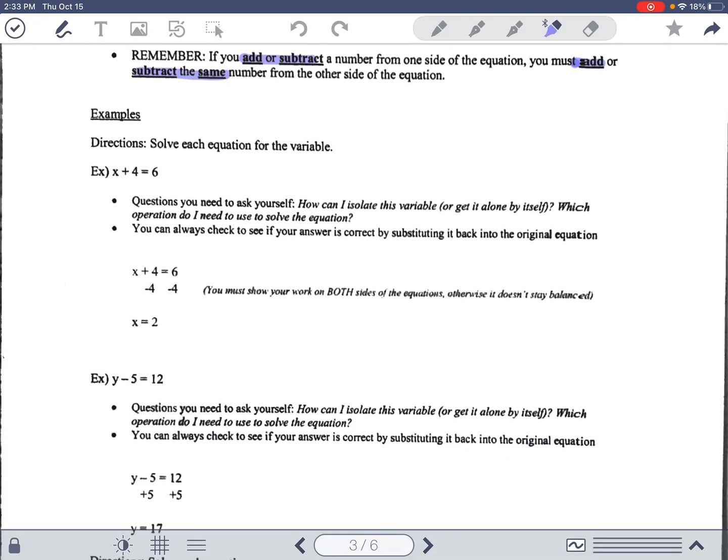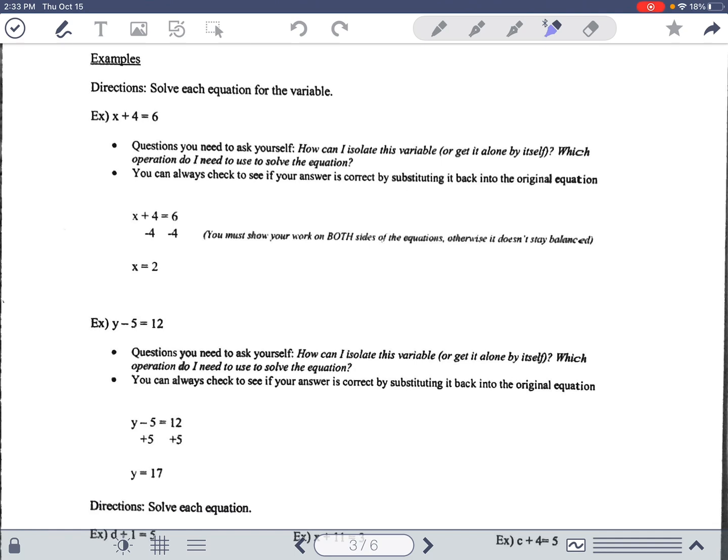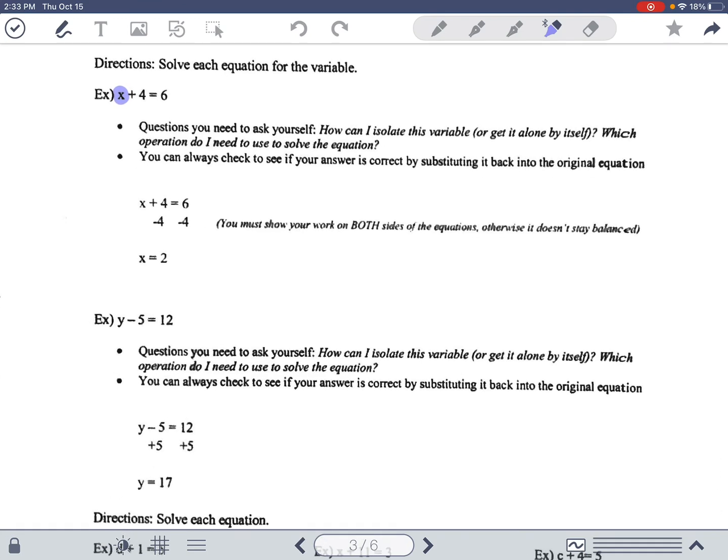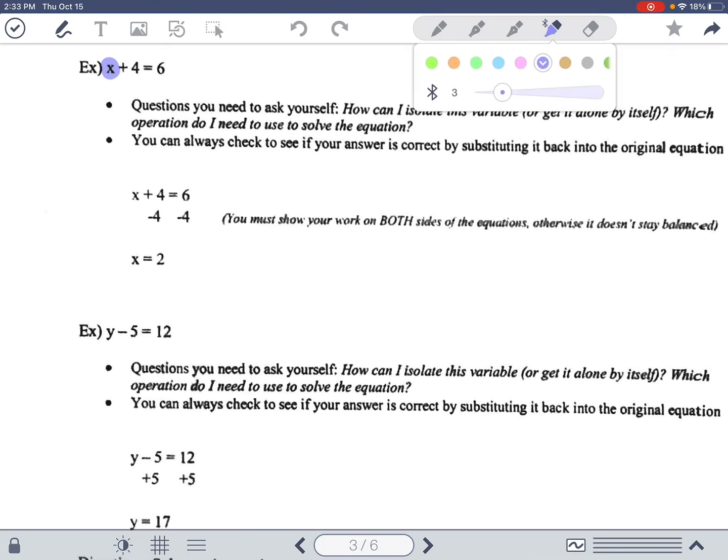These are some of the things you need to be asking yourself. How can I isolate this variable or get it alone by itself? Which operation do I need to use to solve the equation? You can always check to see if your answer is correct by substituting it back into the original equation. Here's your variable, x. How do I get it by itself? Well, 4 is being added to x, so I'm going to subtract 4 from both sides of that equation to get rid of it on the left side.